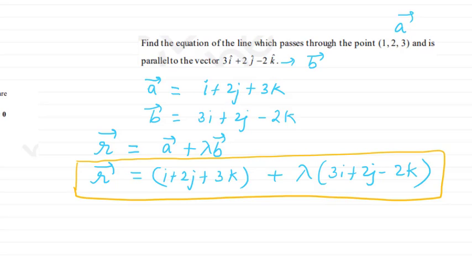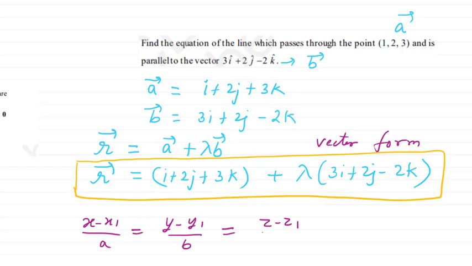Now I'll show you how to find out the Cartesian form. So this form is the vector form. Now the Cartesian form, you know, is (x minus x1) divided by A equals (y minus y1) divided by B equals (z minus z1) divided by C. So you can write it directly also.